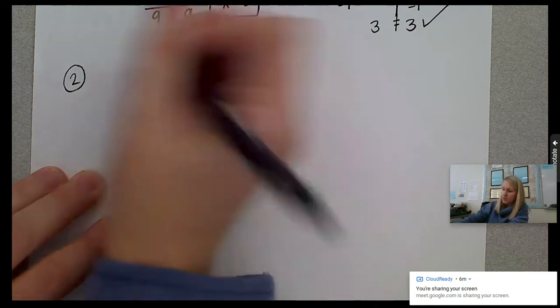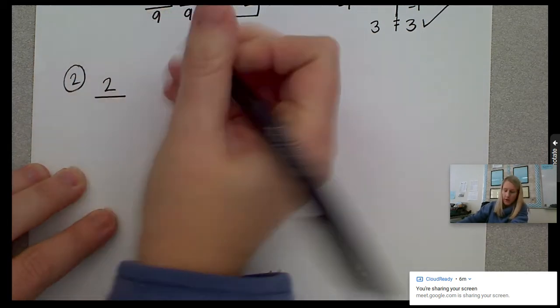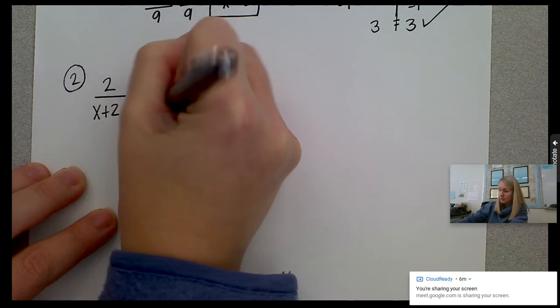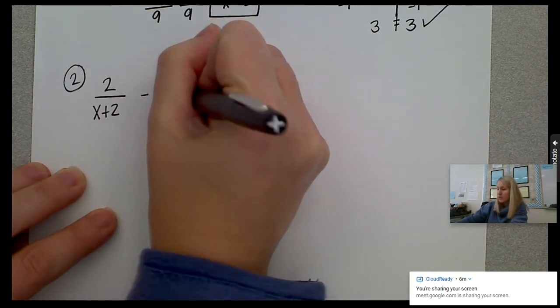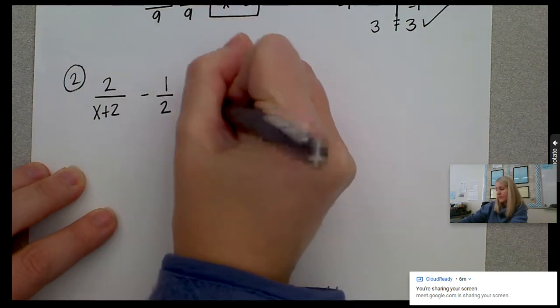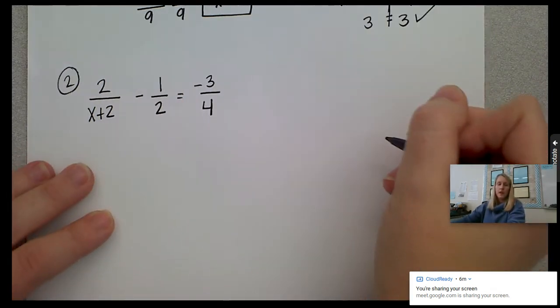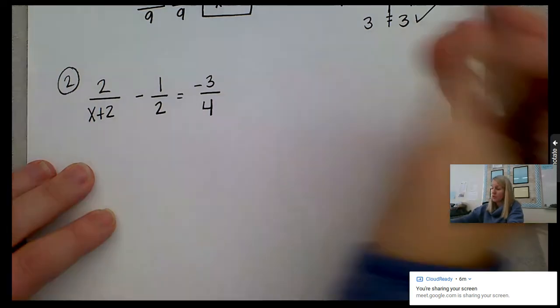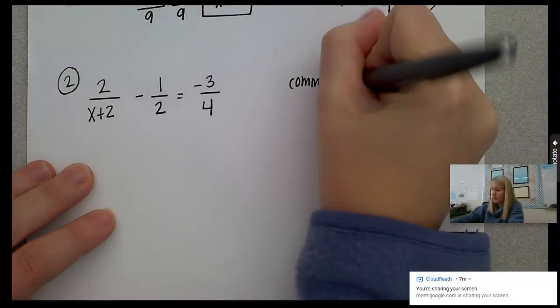All right, so here's the original. 2 over x plus 2 minus 1/2. Okay, that doesn't look bad. Equals negative 3/4. All right, so we have a nice little equation going on. Our main goal, before we start to do anything, is to find the common denominator. I always do that off to the side. I'm a labeler, so I like to label everything.